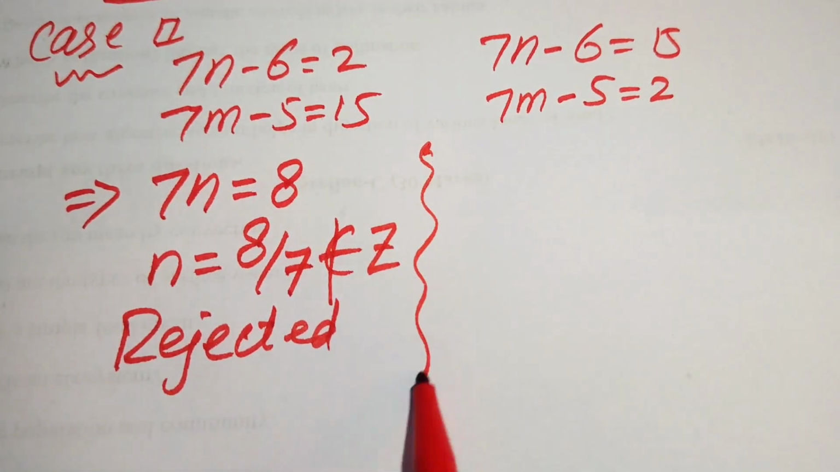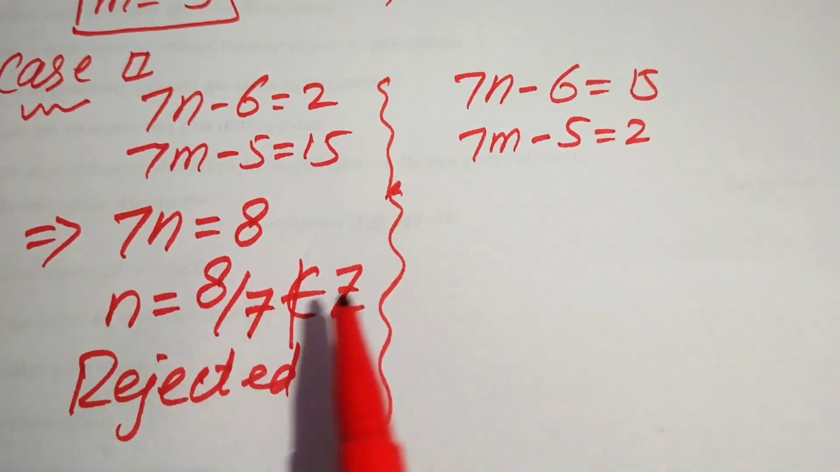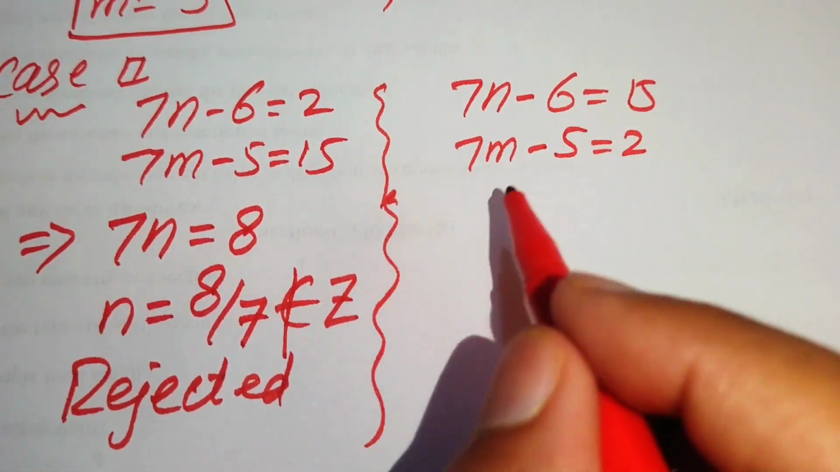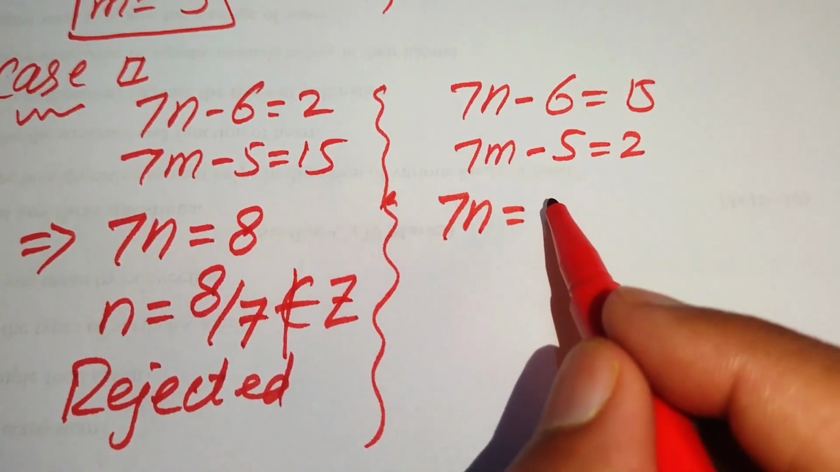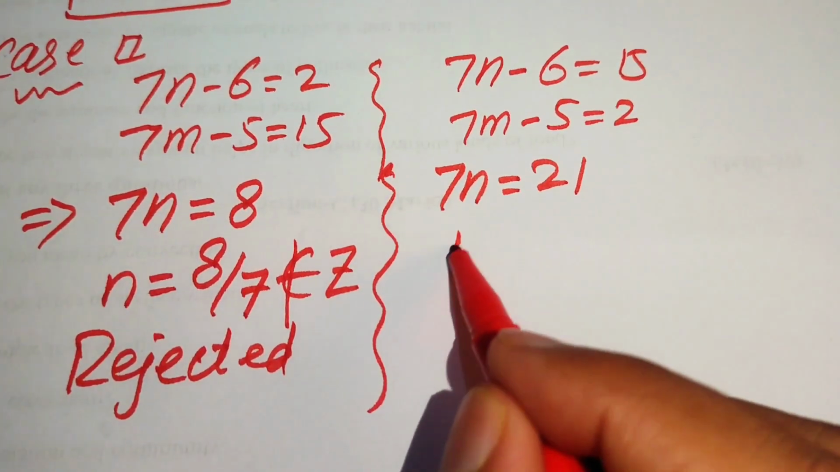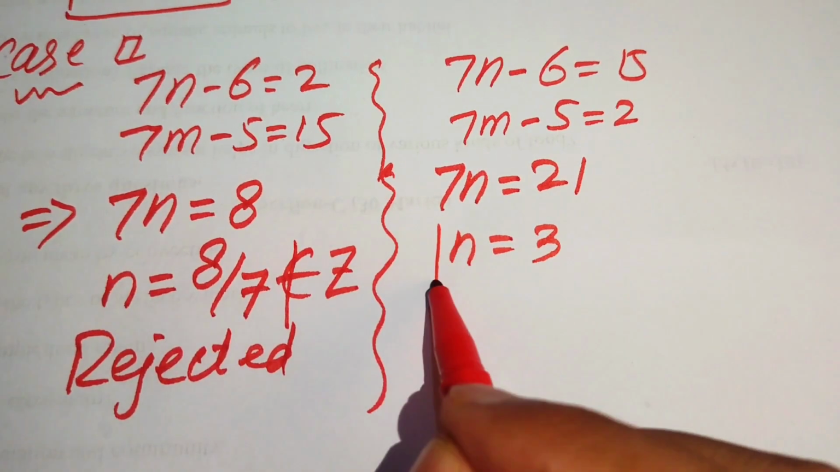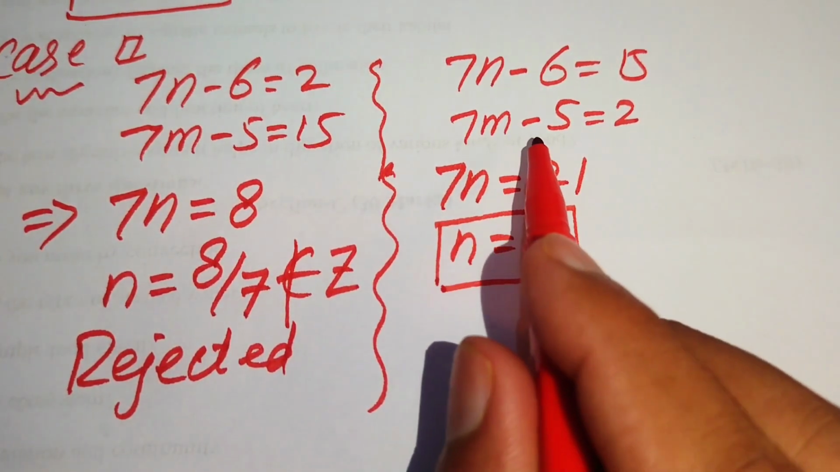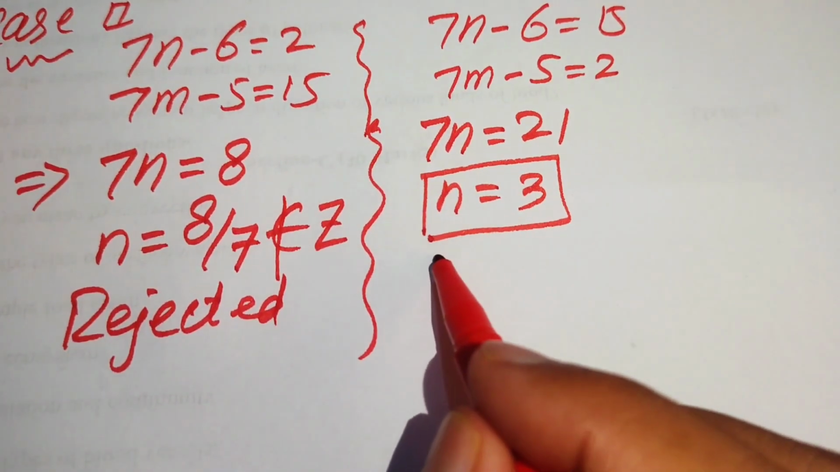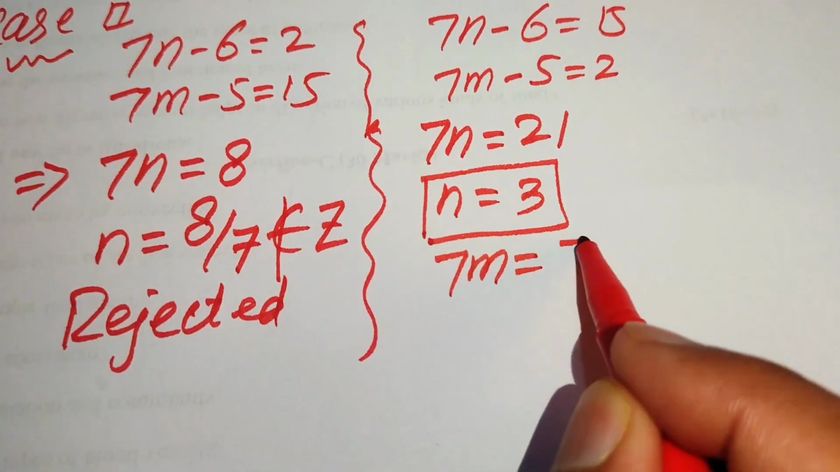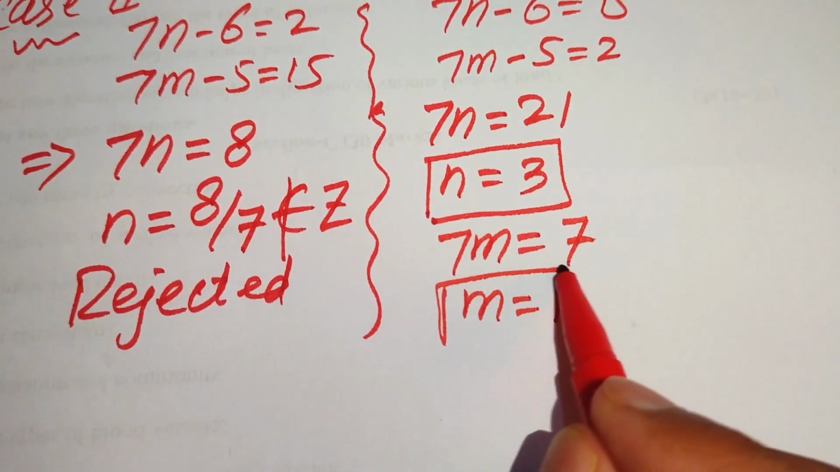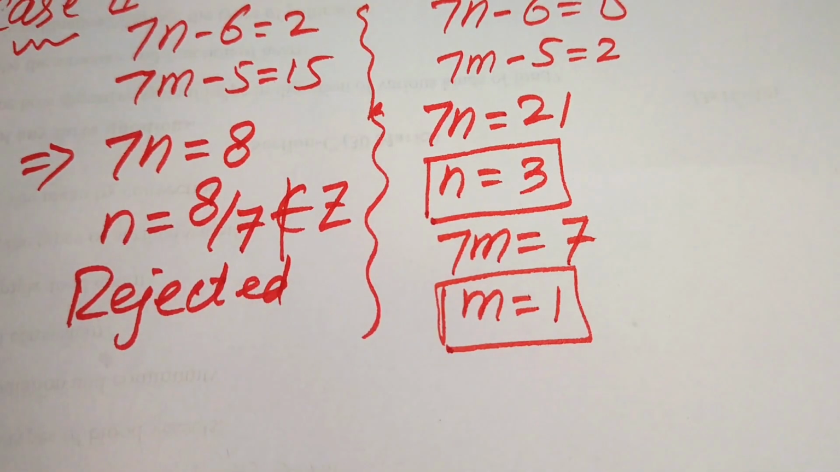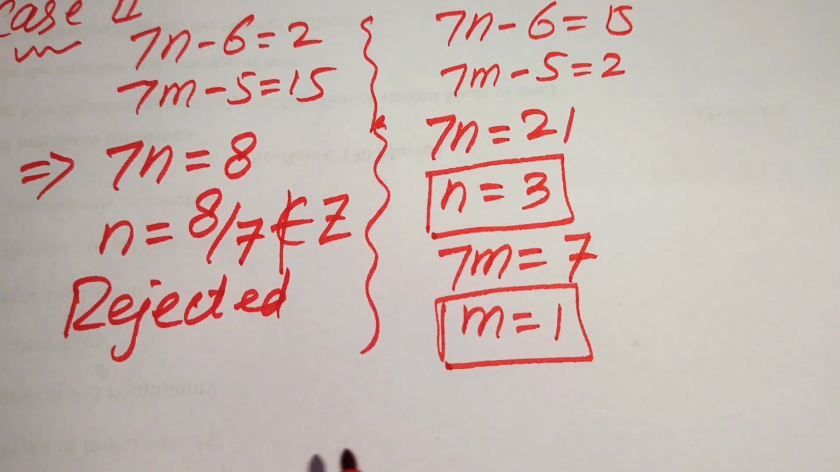Now we can solve this case, and in this case we move this minus 6 to the right hand side and we get 7n equals 15 plus 6 becomes 21. So here you get the value of n equals 3. Similarly in this case we move this minus 5 to the right hand side and you get 7m equals 7, and in this case we get the value of m equals 1. So this is our integer solution. These both are integer solutions.